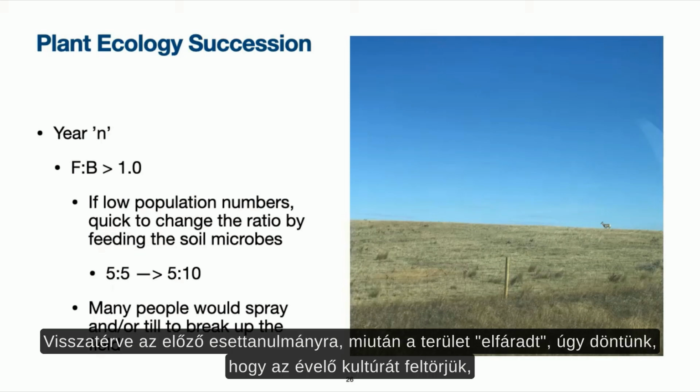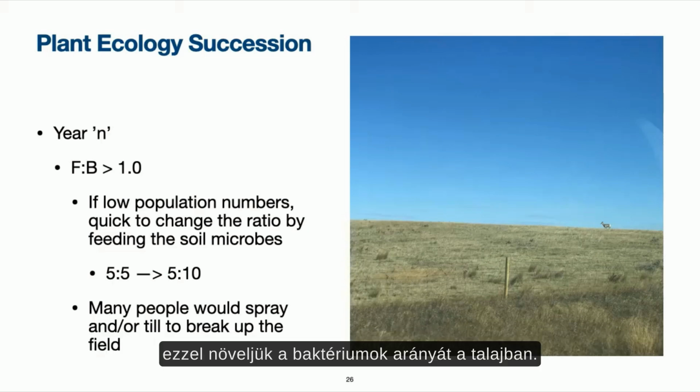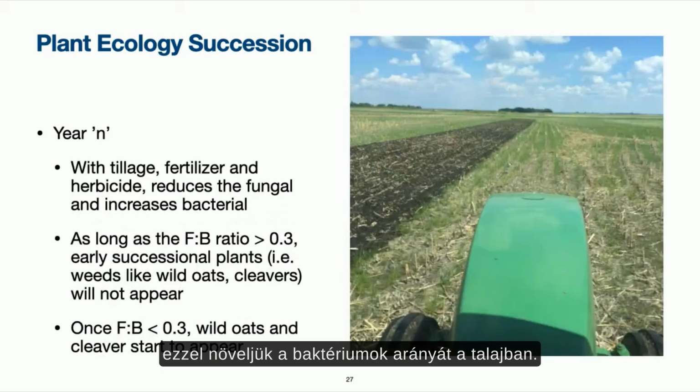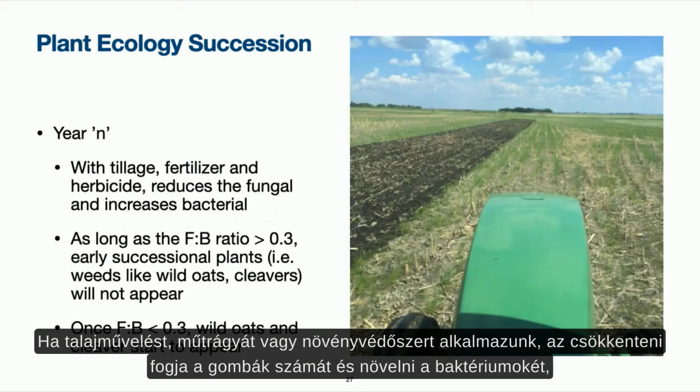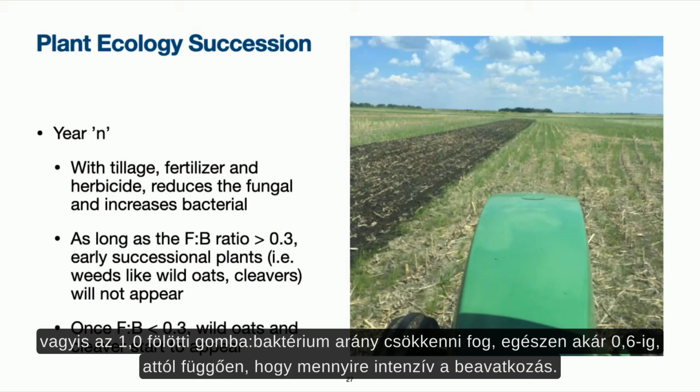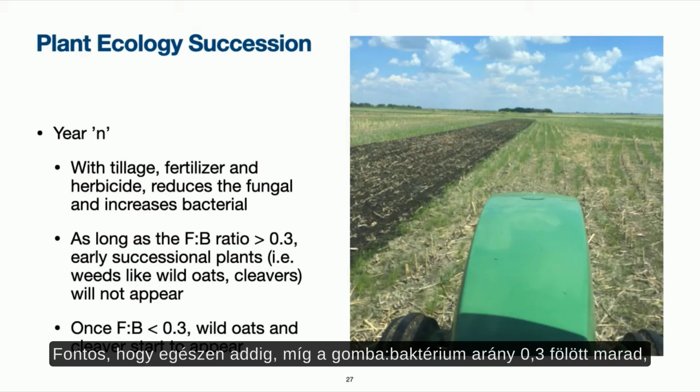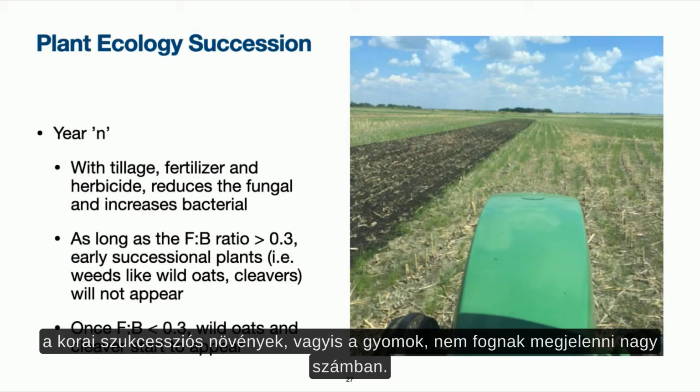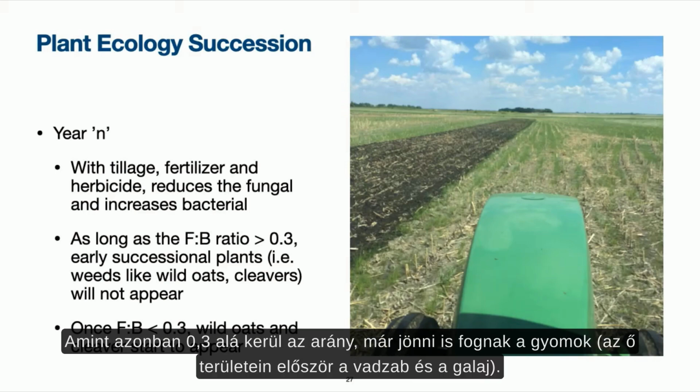Other ways we can boost that bacteria is we go break it up because it's tired. So with the tillage, fertilizer, herbicides, that all reduces that fungal component in your soil and increases your bacteria. So that balances out, gets you down into that 0.6, depending on how intensive you get. But as long as that fungal to bacteria ratio stays over 0.3, those early successional plants will not appear. Once you drop below 0.3, wild oats and cleavers start to appear.